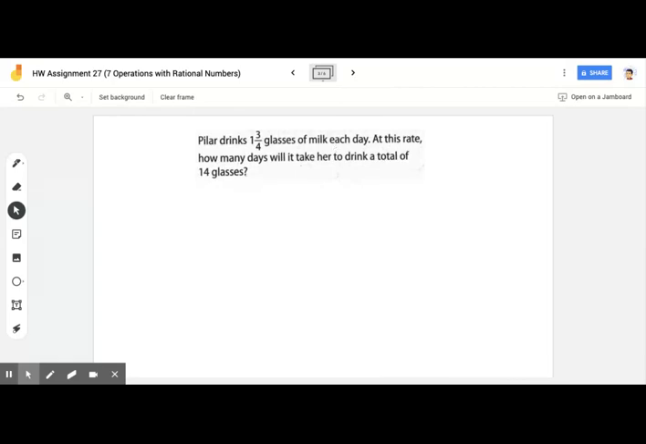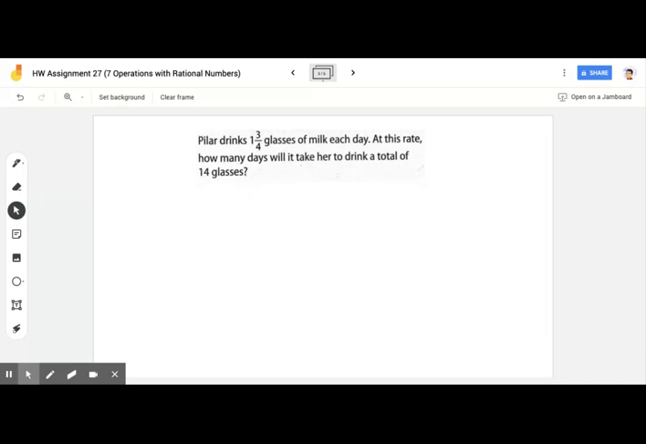So let's move on. Not all the operations are going to be multiplication. So let's keep it going. Pilar drinks 1 3/4 glasses of milk each day. At this rate, how many days will it take her to drink a total of 14 glasses? So how long will it take her to drink a total of 14 glasses? So let's go ahead and figure that one out.